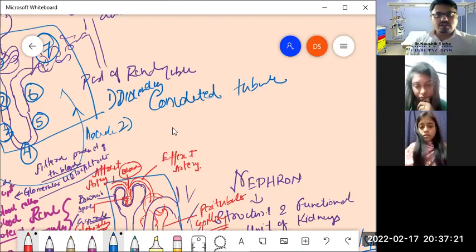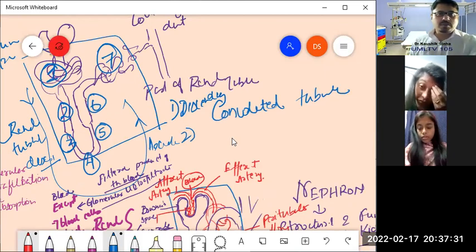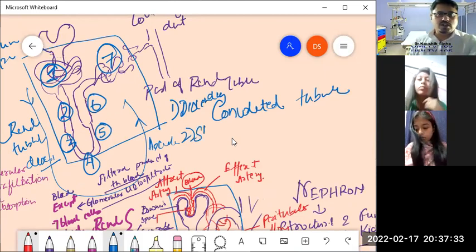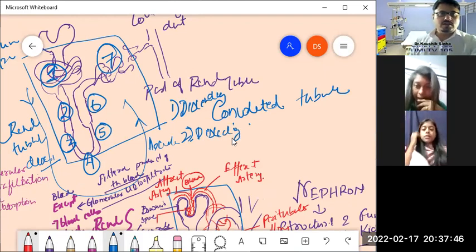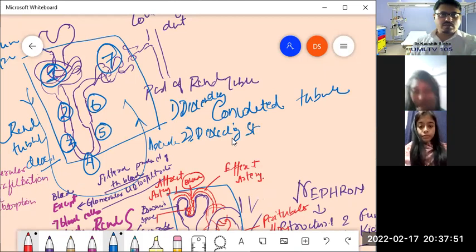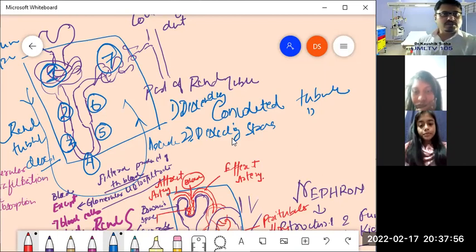After these convolutions, that means this twisting and turning and coil formation, comes part number 2, which is a straight part. So we replace the word convoluted with the word straight. The descending word should still be there because it still has the descending character. So descending, but instead of convoluted, we write straight, again tubule. Understood?